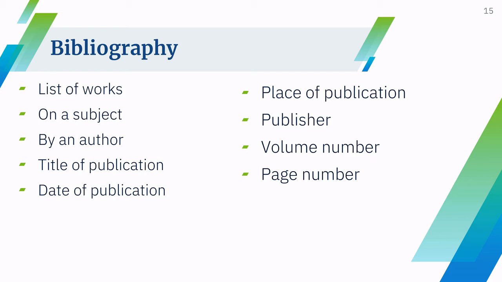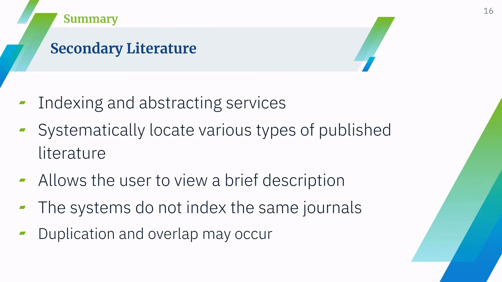Similar information can be obtained through various secondary sources. The secondary literature is characterized as indexing and abstracting services that can be used to systematically locate various types of published literature. The indexing system provides bibliographic information indexed by topic.